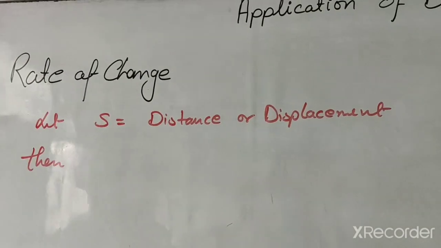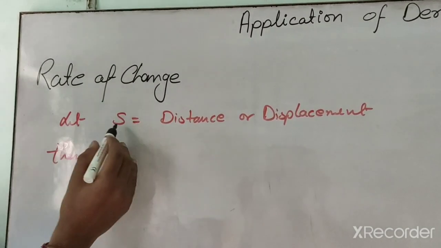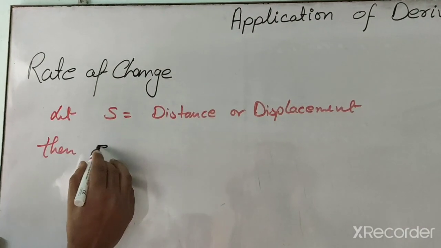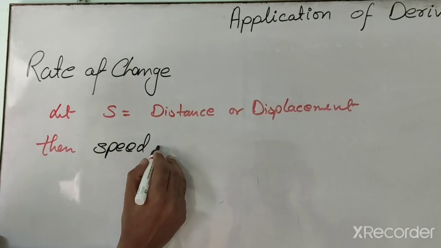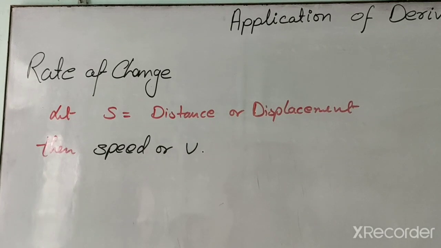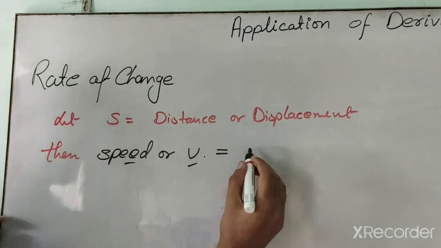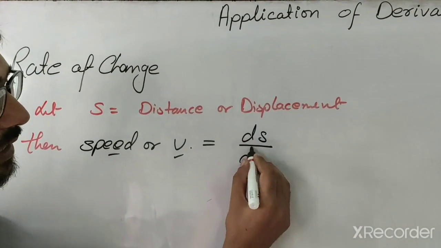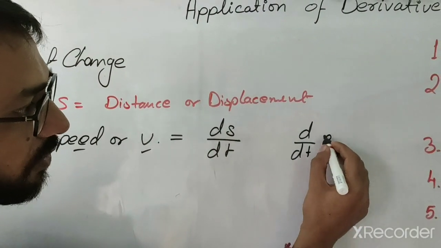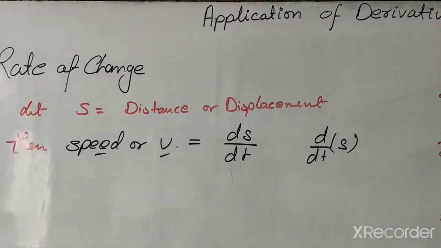So in that we are going to understand the most important part, the rate of change. So let us suppose S is the distance or displacement. Now we need to calculate speed or velocity. So speed or velocity is known as rate of change of displacement, rate of change of distance. So it will be ds on dt. Now I suppose you are able to understand the rate of change stands for the derivative of the given function.